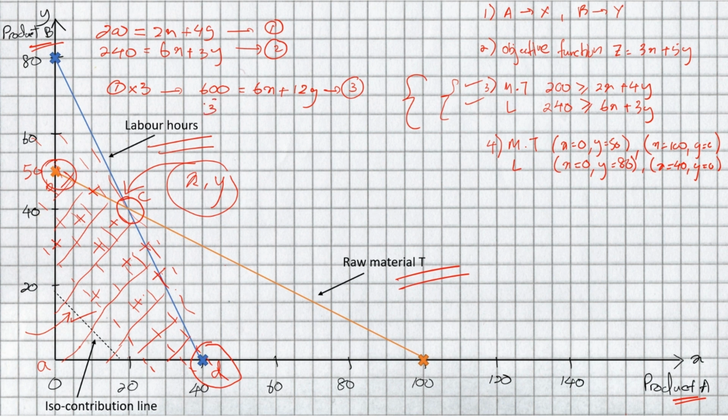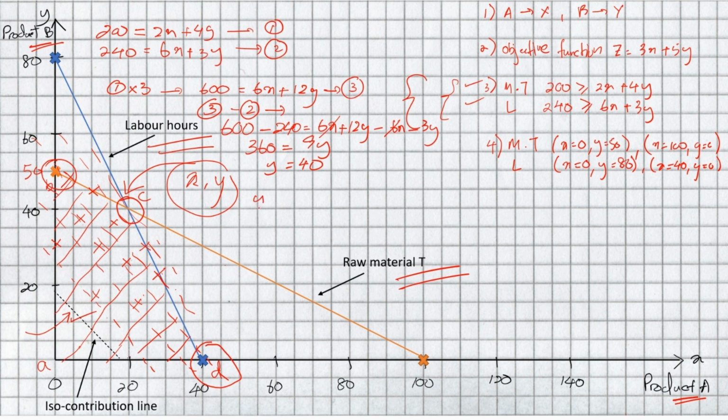Now I am going to deduct the second equation from the third equation. Third equation 600, second equation 240. Third equation minus the second equation. The x terms will cancel each other out. 360 is equal to 9 times y. So y is equal to 40.